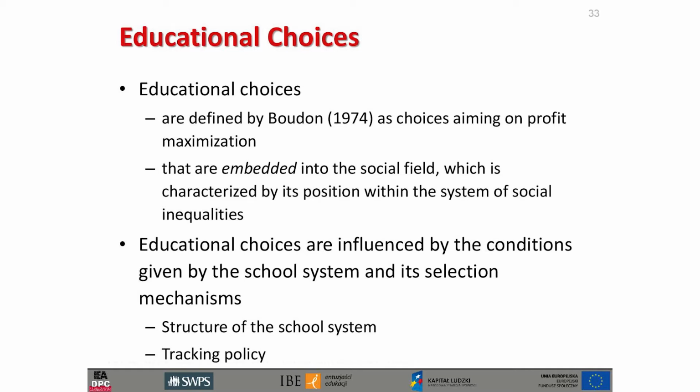And educational choices are influenced by the conditions given by the school system. This is a very important conclusion, for example, for policymakers, because the parents take into consideration, for example, the structure of the school system in the sense that if a higher school track is easily available in terms of even distance to their own home, disadvantaged families tend to choose this higher school track more easily.